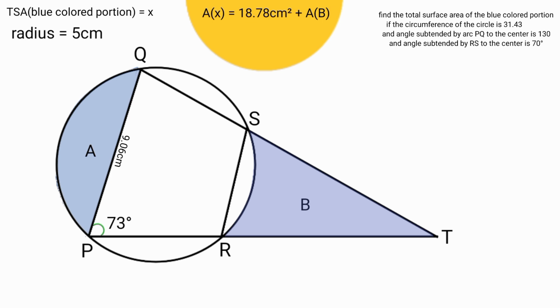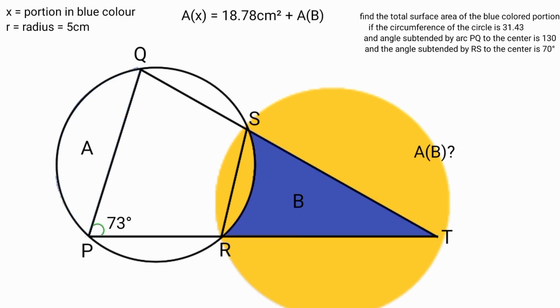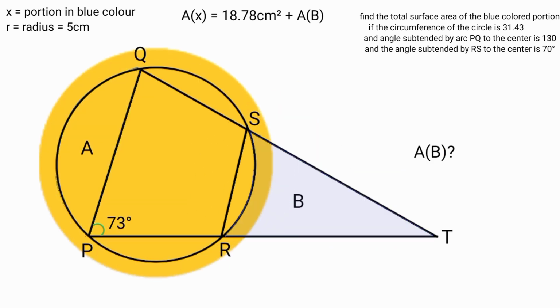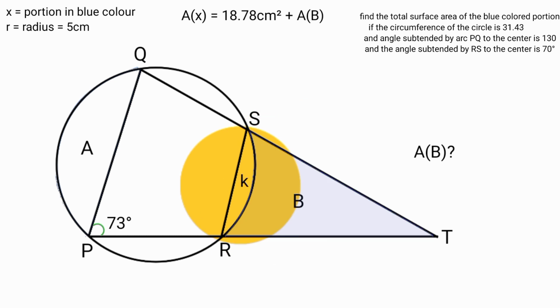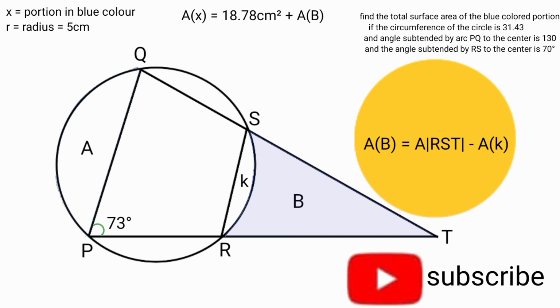So what is the area of B now? B is this portion here in blue. So how can you find its area? From this triangle here, if we remove the area of this segment of this circle here, we are going to be left with only the area of this B here. So we can let this segment here equal to K and form an equation that area of B equal to area of triangle RST minus area of segment K. So now, what is the area of segment K?